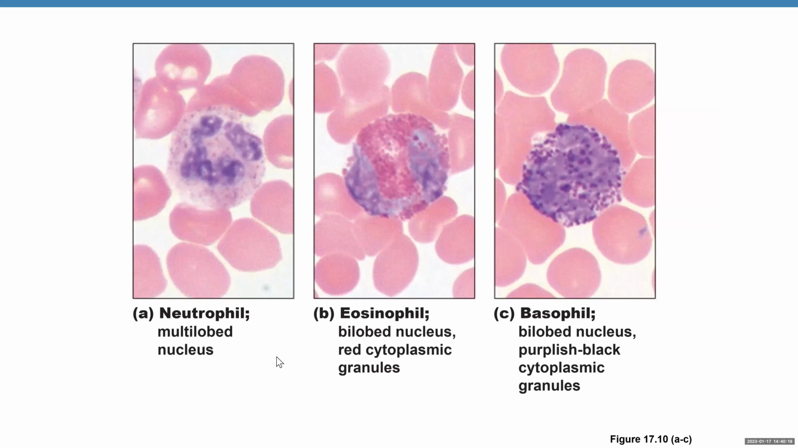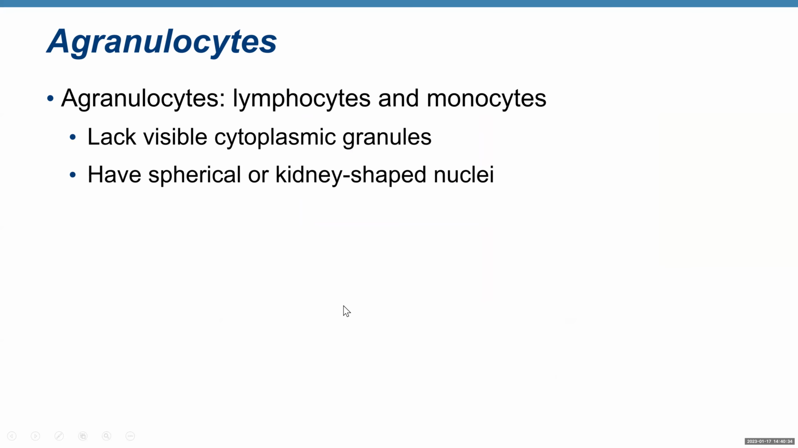Okay, so here are our granulocytes. You can compare how they look using the same dye, the same technique. You use the same dye, but they look different. So here's a neutrophil, eosinophil, and basophil. Now, agranulocytes include lymphocytes and monocytes. They lack visible cytoplasmic granules, have spherical or kidney-shaped nuclei.